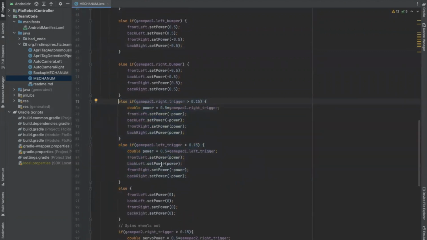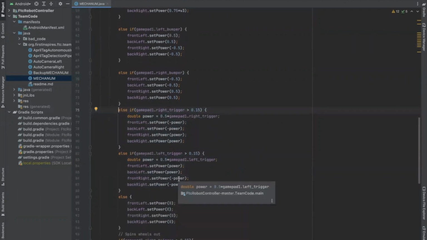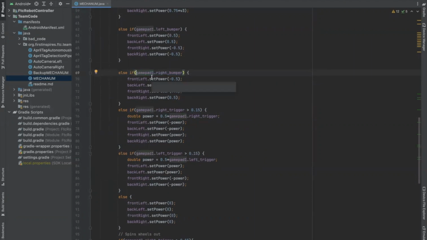So this is a good point in illustrating the difference between a Boolean and a scalar. These bumpers on our controller are either off or on. You're either pushing them or you're not. This is going to give me a true or false value for this if statement conditional here. If this is true, then you do this. If it's false, we don't.